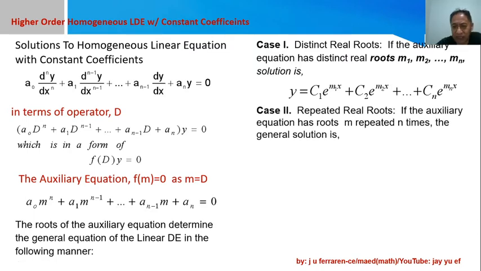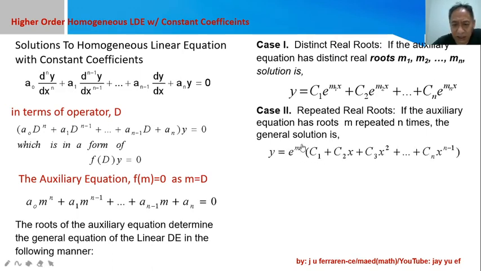Case number 2: repeated real roots. If the auxiliary equation has a root m repeated n times, the general solution is y equal to the exponential of the root times x, multiplied by terms like c sub 1 plus c sub 2 x for a double root, c sub 3 x squared for a triple root. When the root is repeated n times, the last term contains c sub n times x to the power of the number of repetitions minus 1, n minus 1. That is your solution.